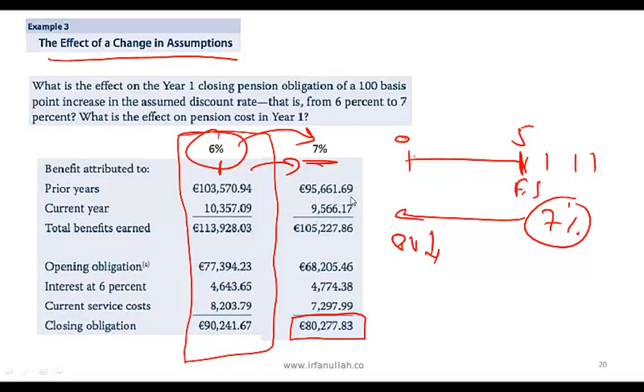These numbers are calculated exactly the same way that we calculated the earlier set of numbers, but the only difference is in your calculator, instead of plugging in an interest rate of 6% to discount, you will now plug in an interest rate of 7%.